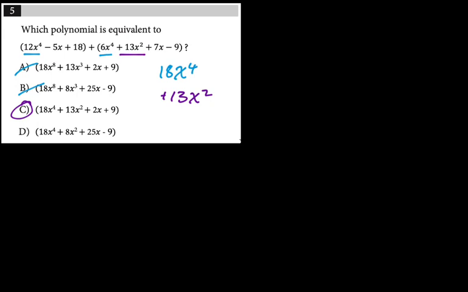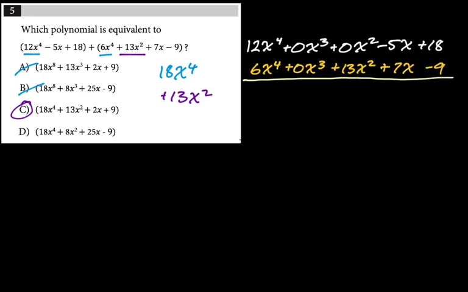What I would do in that case is use placeholders for the exponents that don't show up, right? So there's 12x to the fourth. There's no x cubed, so do 0x cubed. There's no x squared, do 0x squared. Minus 5x plus 18. Now line up exactly underneath this the corresponding parts of the second expression. So you'll have 6x to the fourth, you'll have no x cubed, so 0x cubed. But here you have 13x squared, so write it down, 7x, and minus 9.